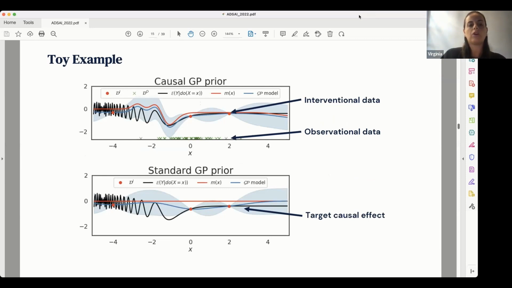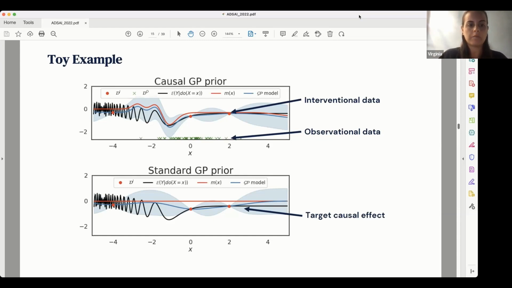So on the top row here, you see the causal GP prior construction. And on the bottom row, you see the corresponding GP construction where the mean function is set to 0 and we use an RBF kernel. The dotted red points correspond to interventional data points, whereas the green crosses correspond to observational data. It's just to show you where the observational data are observed in the input space.